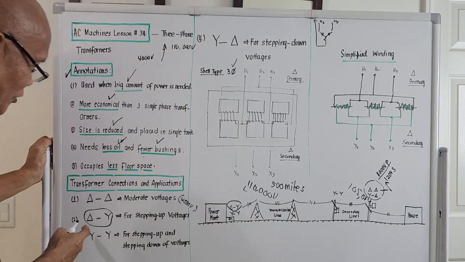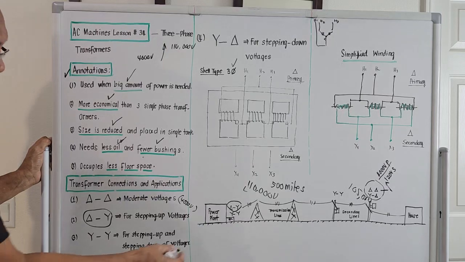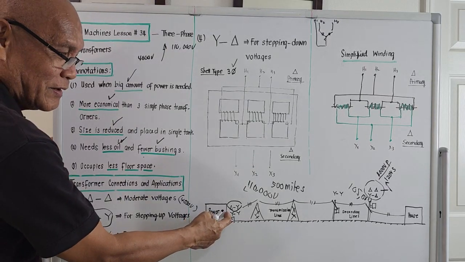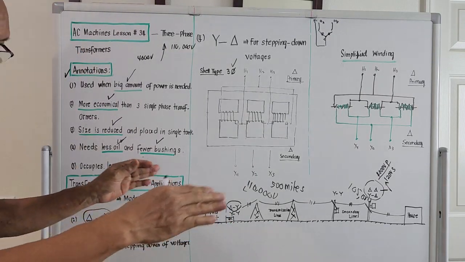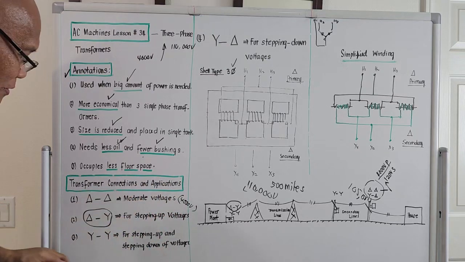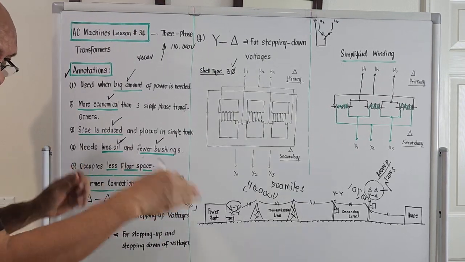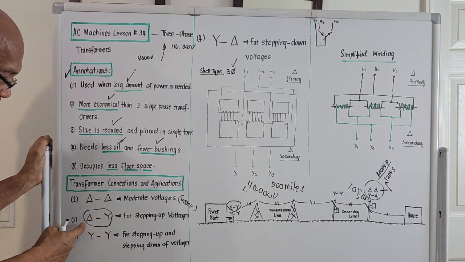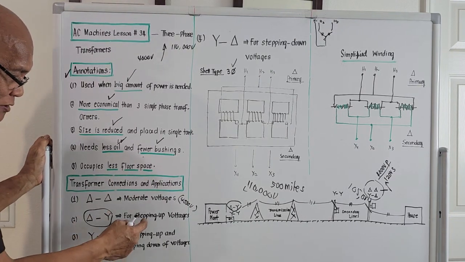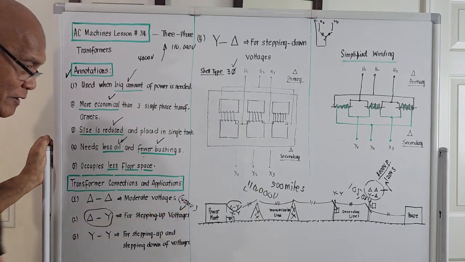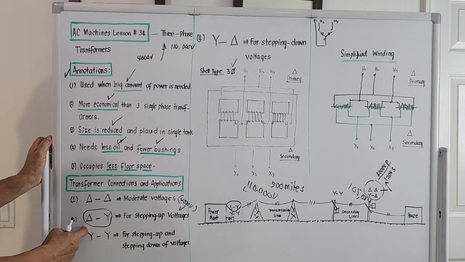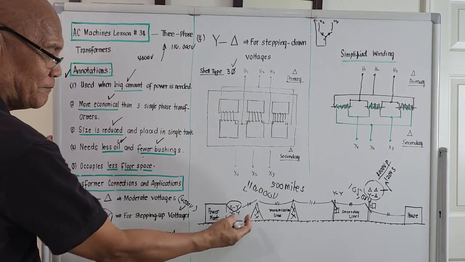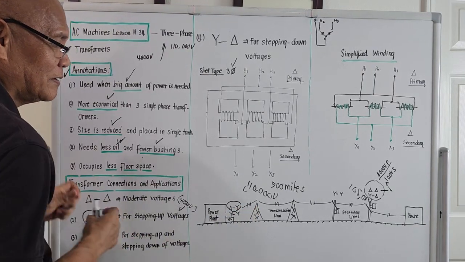So the location of this delta to Y connection will be beside the power plant. There should be a power transformer over there with the connection inside. When it was constructed, a delta to Y connection, because a delta to Y is actually used for stepping up voltages. So the location of this delta to Y is beside the power plant, feeding the transmission line.